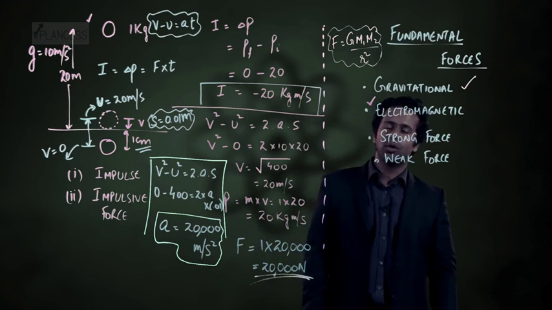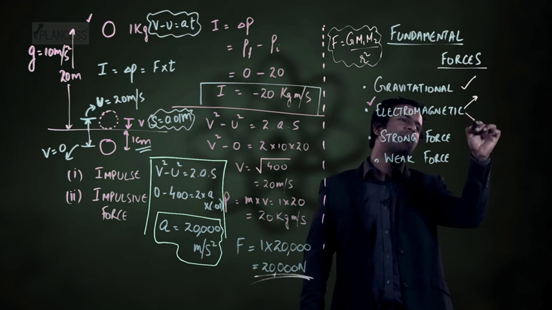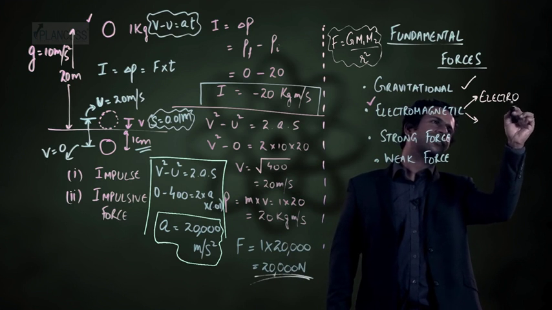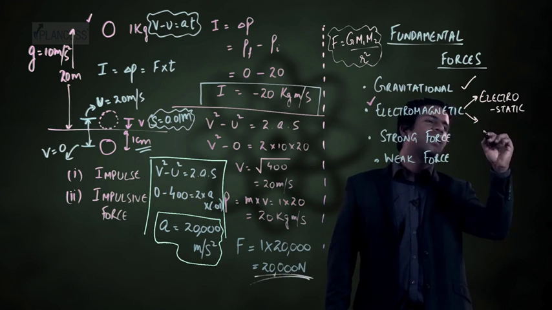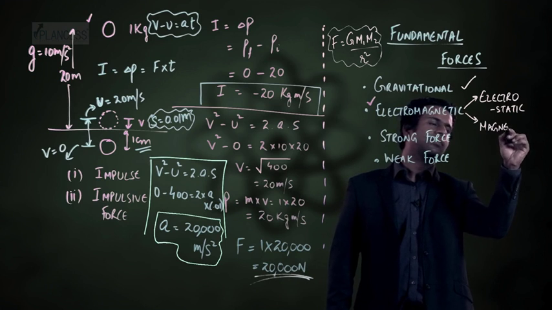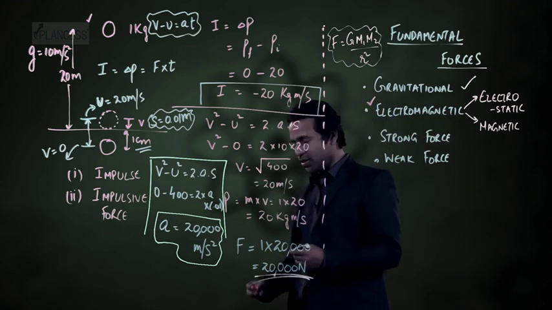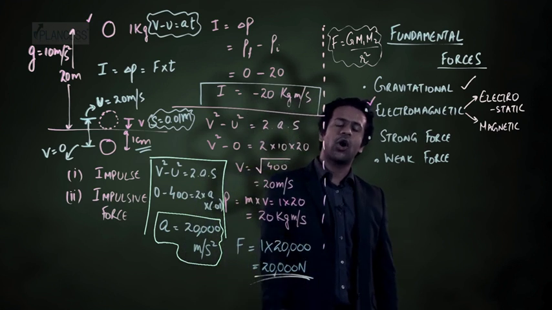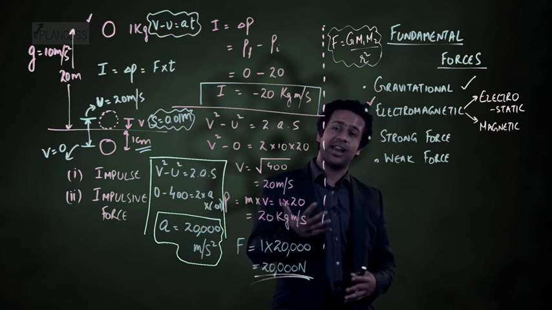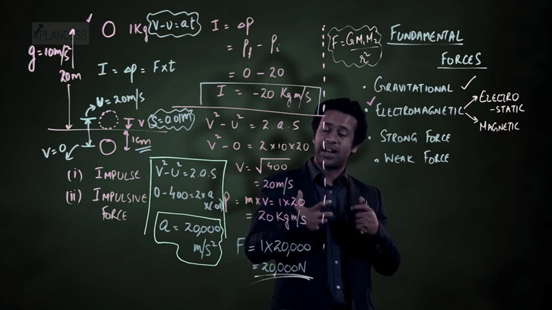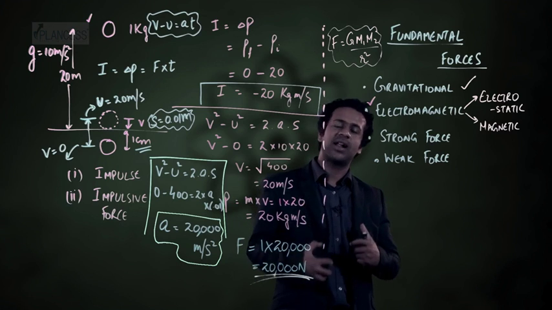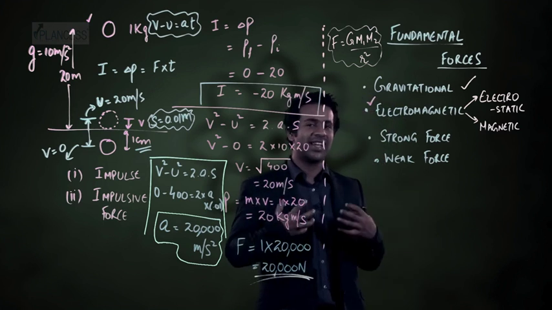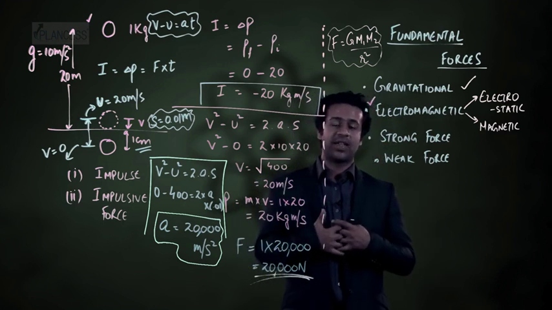Moving to electromagnetic force, we would see that this force can be broken down into two forces, which are electrostatic force and magnetic force. Electrostatic force is the force that stationary charges exert on each other. I'm sure you're already aware that like charges repel and opposite charges attract. This attraction and repulsion are electrostatic forces, the force that stationary charges exert on each other.